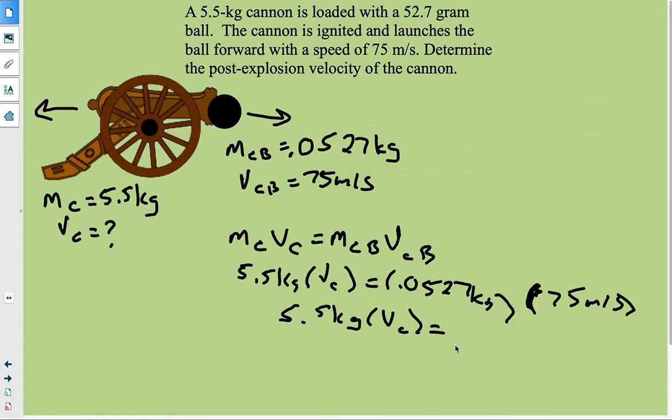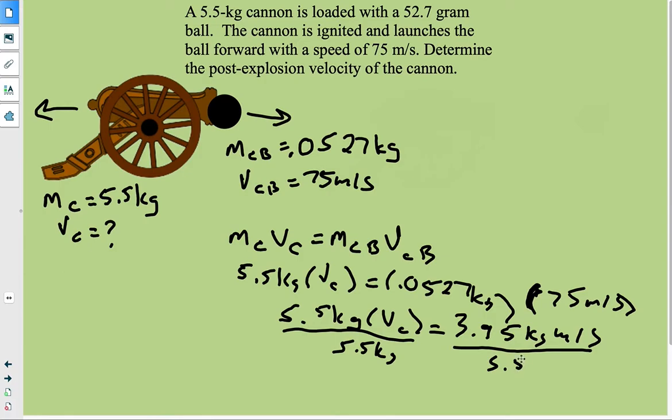I got it to be 3.95. Now to get rid of this 5.5, what am I going to do? Can someone tell me? They're being multiplied, so I have to do what? I have to divide, right? So I'm going to divide both sides by 5.5 kilograms. And I end up with 3.95 divided by 5.5. I get that to be 0.72 meters per second.